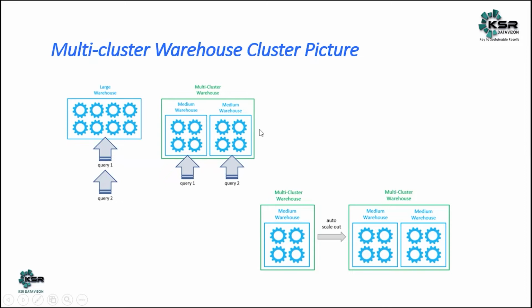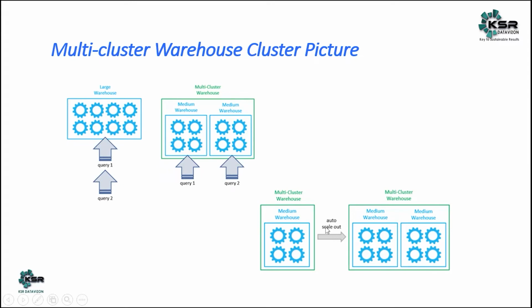They can run their queries, and the multi-cluster warehouse automatically bumps up. That's what this diagram shows. When we are running one query, or when we onboarded, only one medium warehouse is running. As soon as multiple queries start hitting it, it will scale out and onboard multiple warehouses, giving each one the power to run at the same speed as a large warehouse. So this concept is nothing but scaling out.